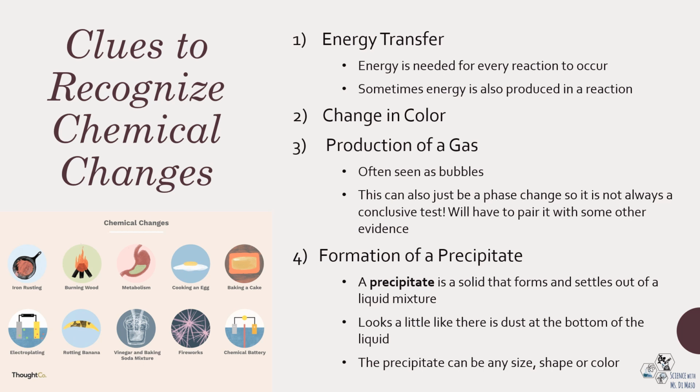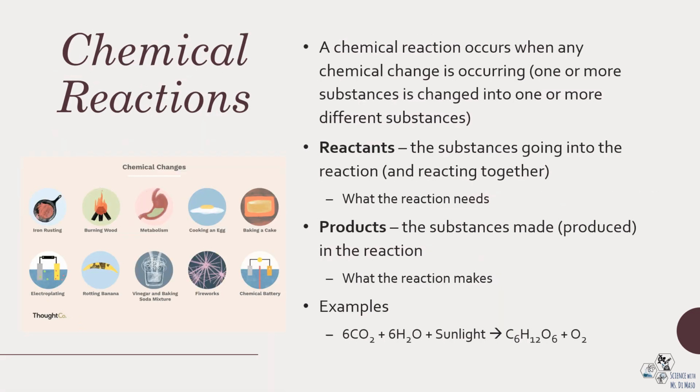The last one is the formation of a precipitate. And a precipitate is just any solid that forms and settles out of a liquid mixture. So you may mix two liquids and all of a sudden you'll have a solid start to form inside the liquid mixture. Sometimes it can look like there's a little bit of dust on the bottom of your container. An example from real life is like the soap scum that'll build up around your shower, like a soap ring. They can be any size, any shape, any color, but those are the 4 clues to recognize chemical changes.